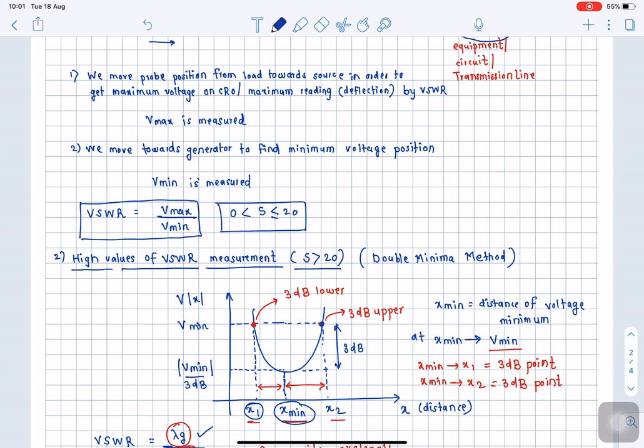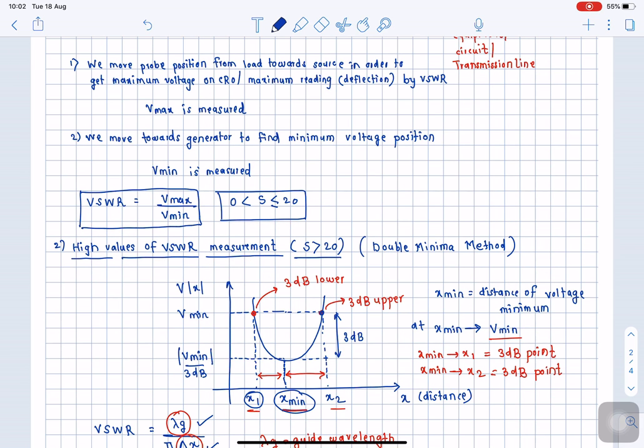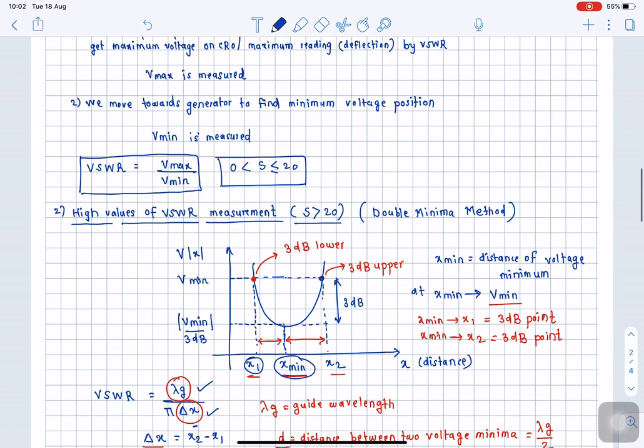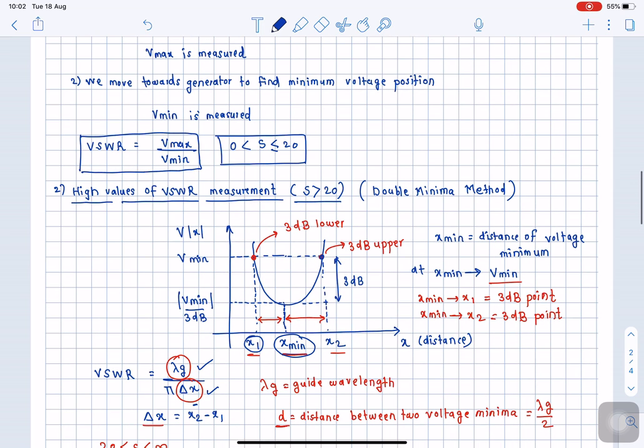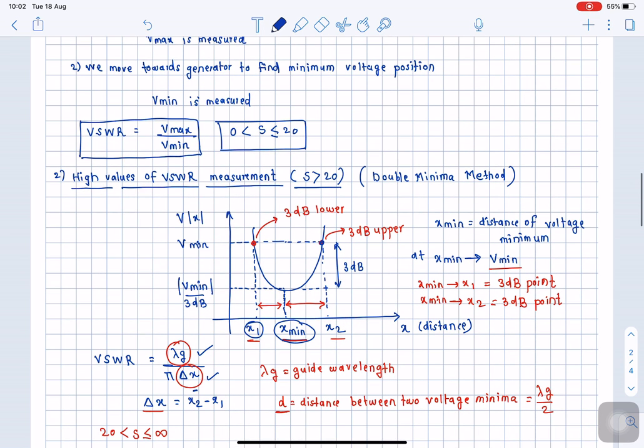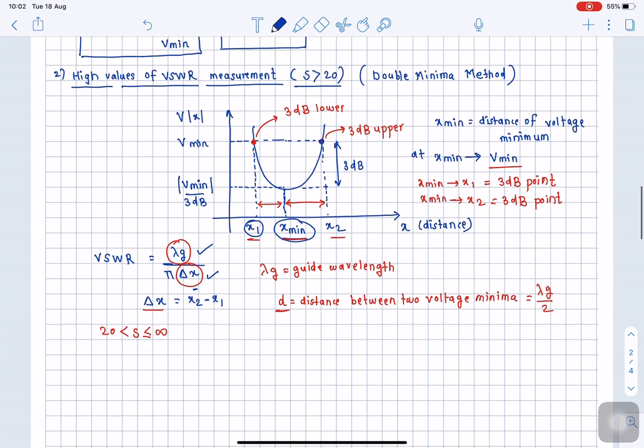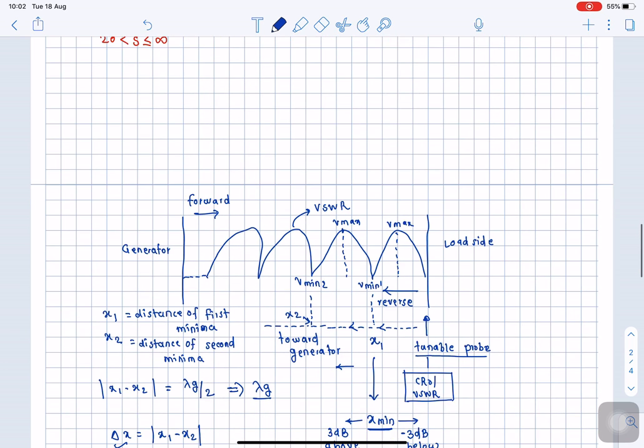On the other hand, if we want to measure a VSWR which is greater than 20, at that time this method will not work, because the maximum voltage and minimum voltage generated will not be in the range of the capacity by which the tunable probe operates, right? So at that time we will make use of this double minima method. This double minima method is a technique in which high values of VSWR, in excess of 20, can be measured. The same is explained to you with the help of this wave diagram.